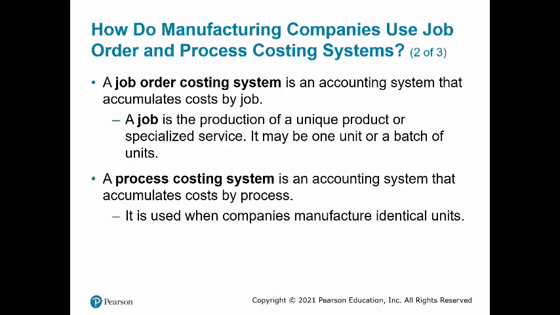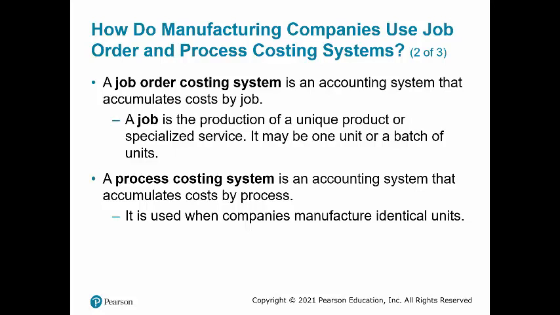So a job order costing system is going to be one that accumulates the cost for a particular job. A job is anything that the company does that produces a unique product or even a specialized service. It could just be one unit in that job, or it could be a batch of similar units.